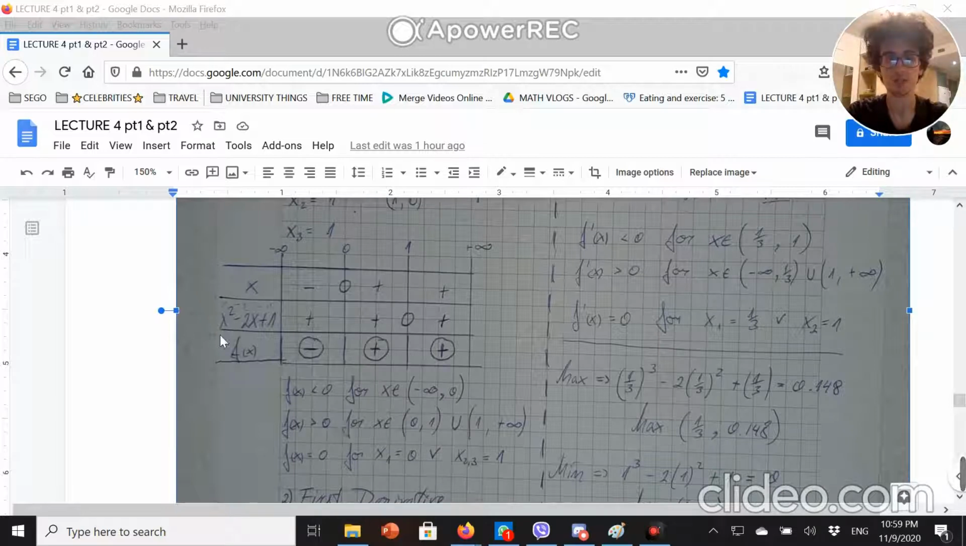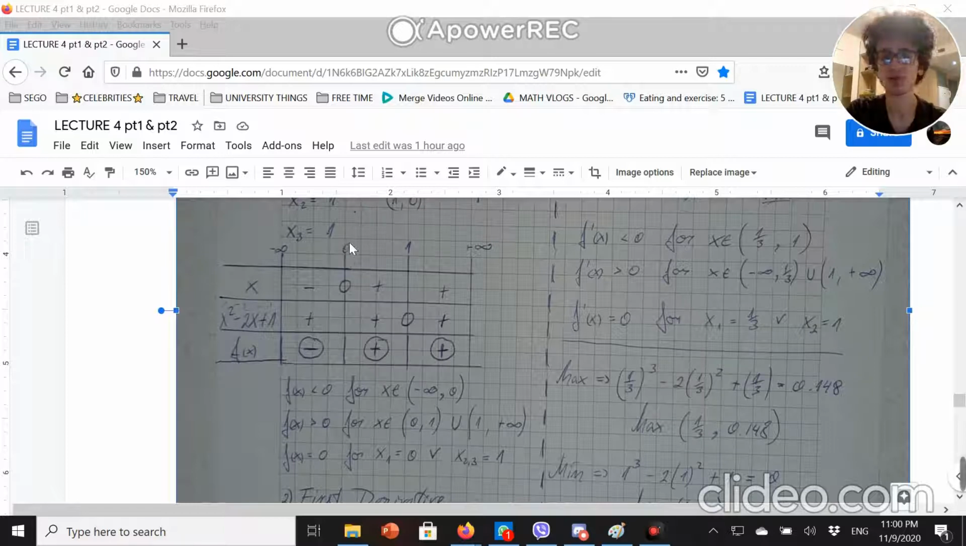So what can we say? That our function f of x is smaller than 0 for which intervals? So for x belongs to this side, you will look at this little minus, right? So we can say it's negative for intervals between negative infinity and 0. However, it's positive for intervals 0 and 1, right? Union just means and, for intervals 1 to plus infinity.